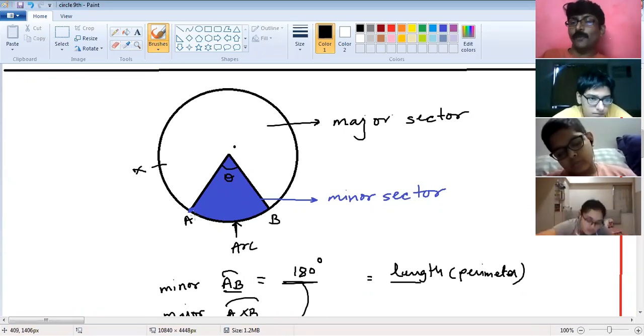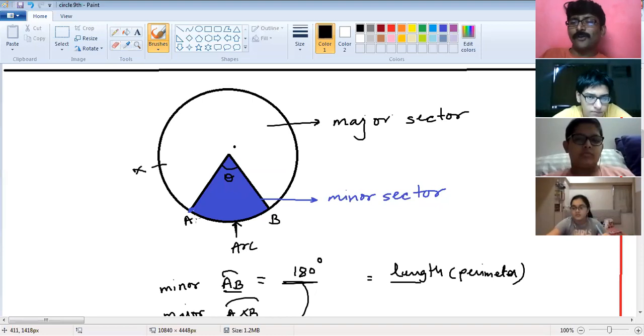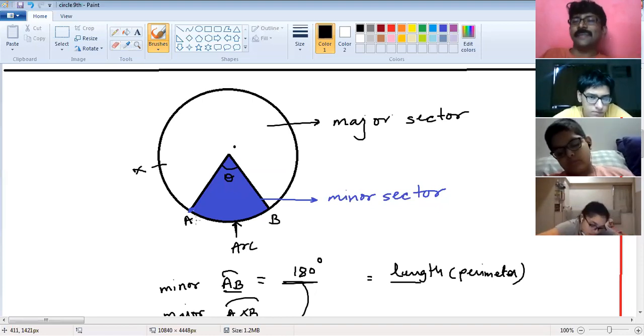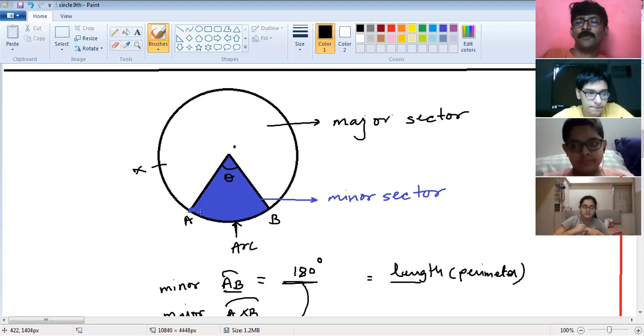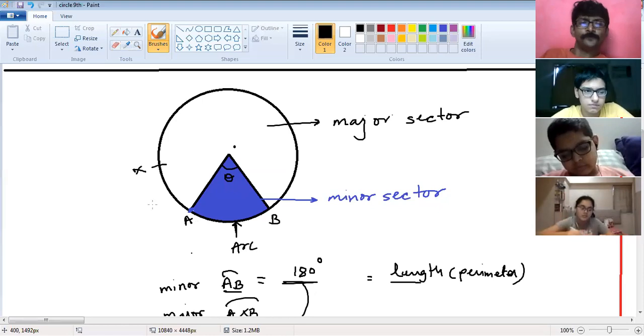That should be one of the standard questions. What if the arc is exactly 180 degrees? Then that will be called a semicircle. What will that be called? A semicircle. Are you all understanding? That will be called a semicircle.